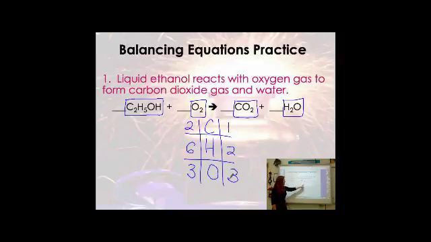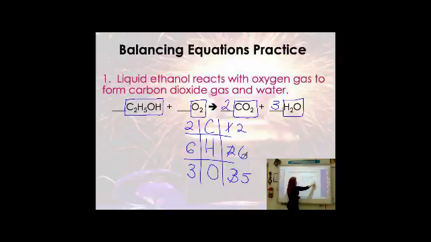If I have 2 on the left, I also have to have 2 on the right. In order to make this a 2, I put a big coefficient out front, and now I have 2 carbons, I have 2 CO2s, but that also changes my oxygen to 4, plus this one. Now my oxygens are no longer balanced because I have 5. In your instructions, it will also tell you to save hydrogen and oxygen for the end because they can sometimes get tricky. How would I get 6 hydrogens on the right? If I put a 3 out here, 3 times 2, I now get 6.